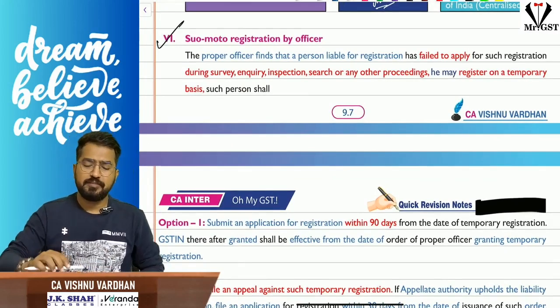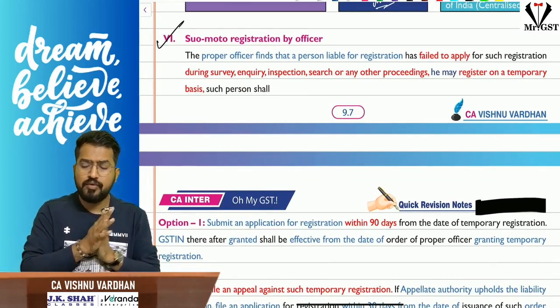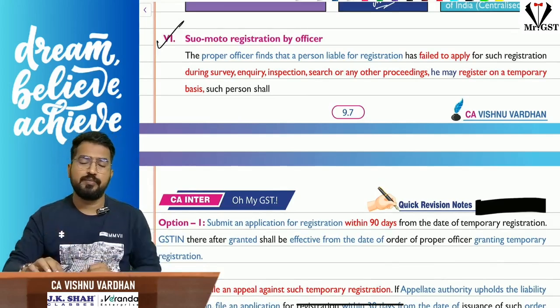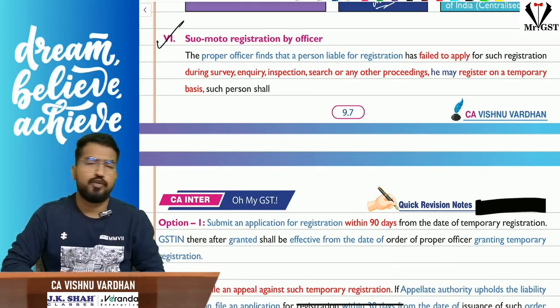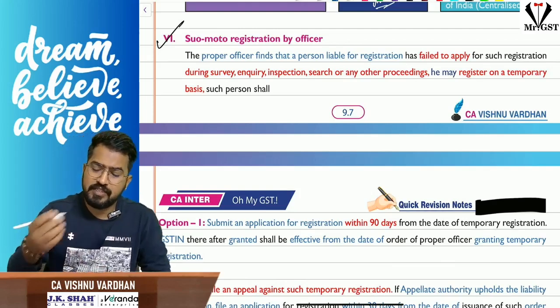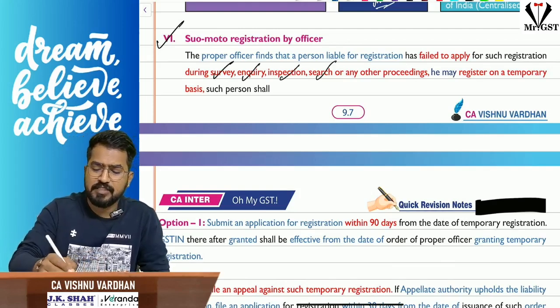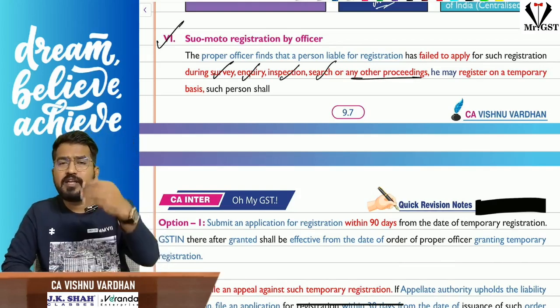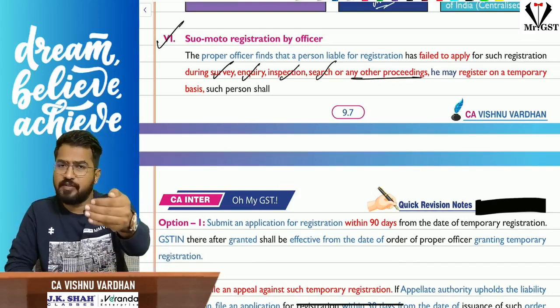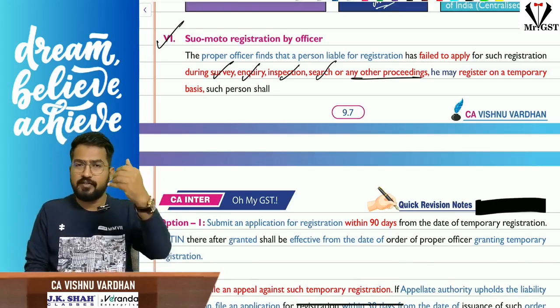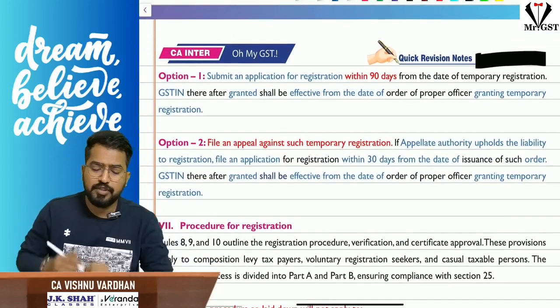Suo motu registration by officer. What is suo motu registration by officer? Now please understand, when the proper officer has reasons to believe that you are liable for registration but you have not registered, he might have understood this during any survey, inquiry, inspection, search, or any other proceedings. Now he will grant you temporary registration. See, you are liable for registration but you have not taken registration, so take this temporary registration. Like that, they will grant temporary registration. What is the option you are having now?